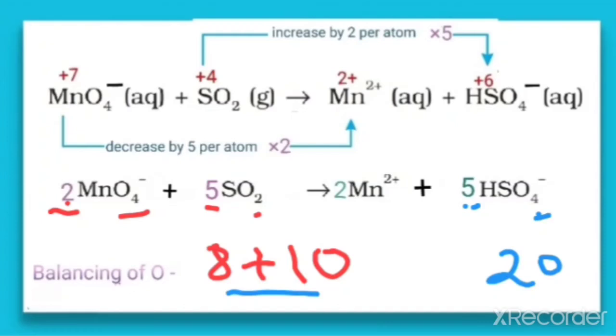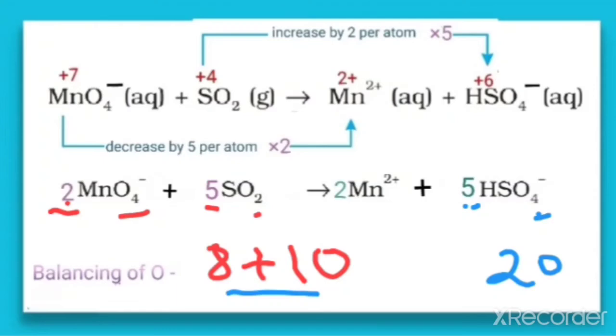So in this step you have to find out how many number of oxygen are there on the left hand side and on the right hand side. Now find out, are they equal? No, because on one side it is 18, on the other side it is 20.